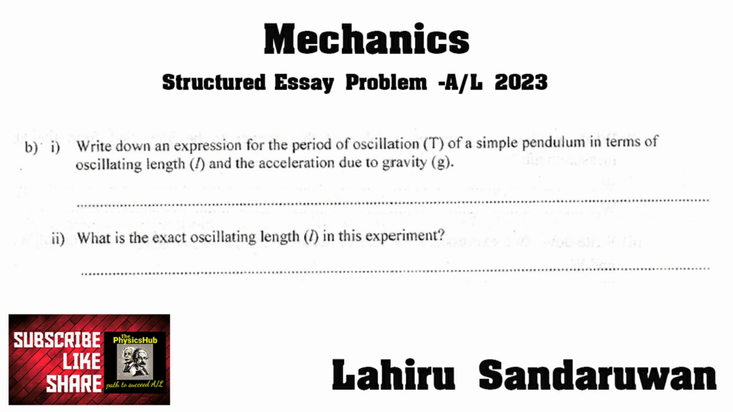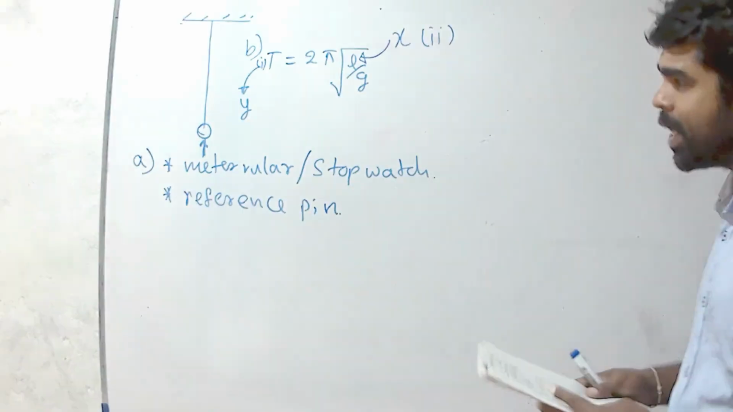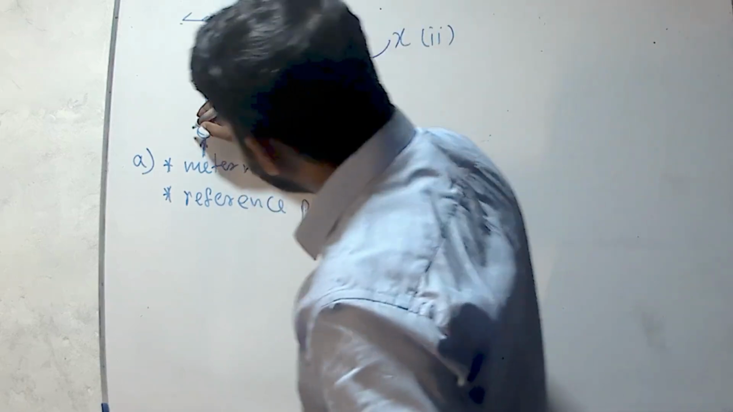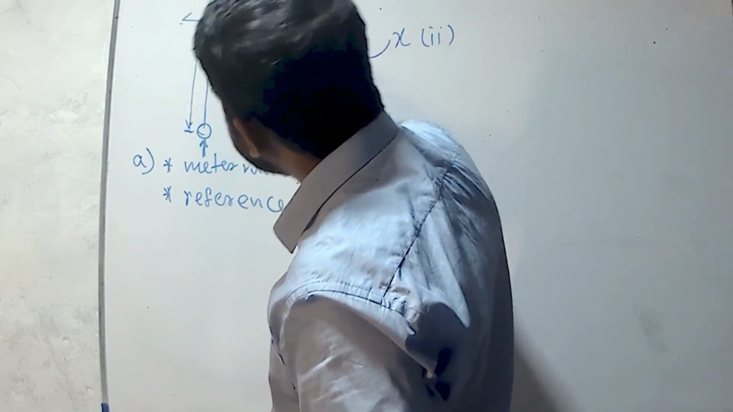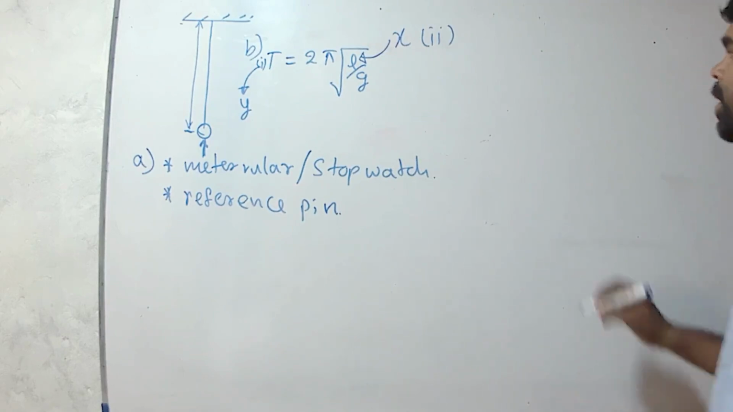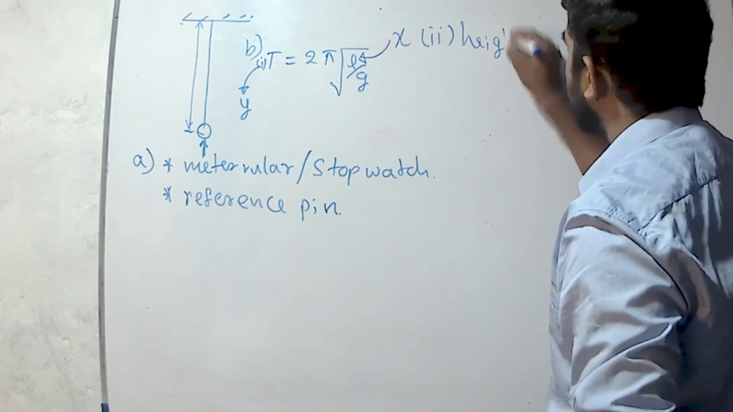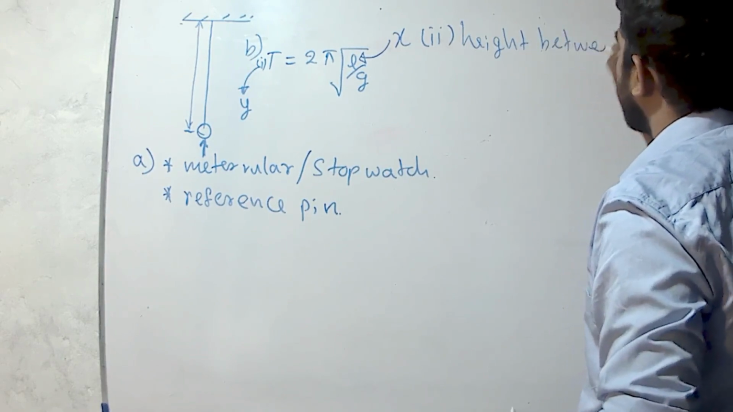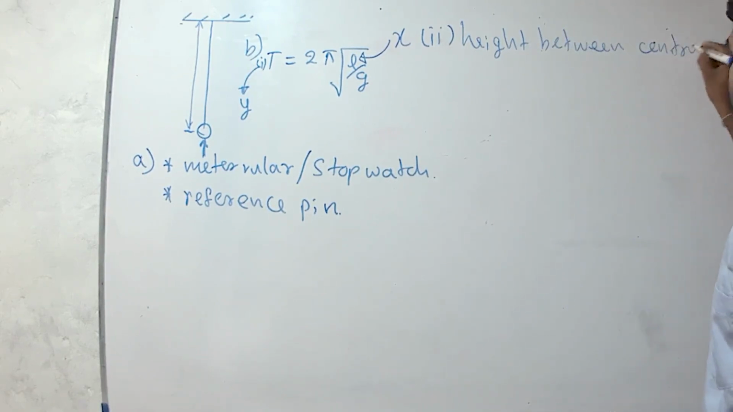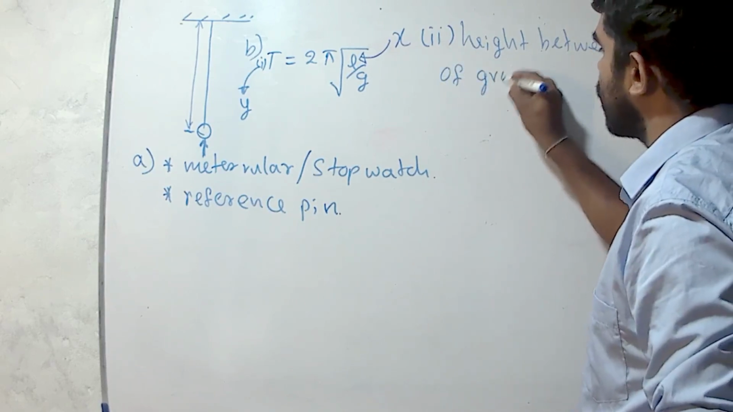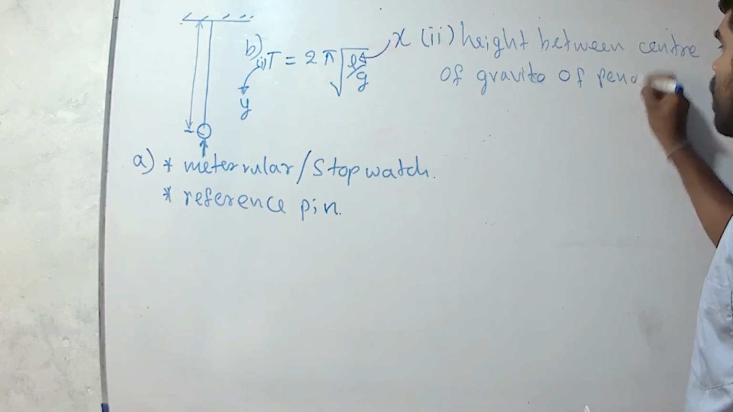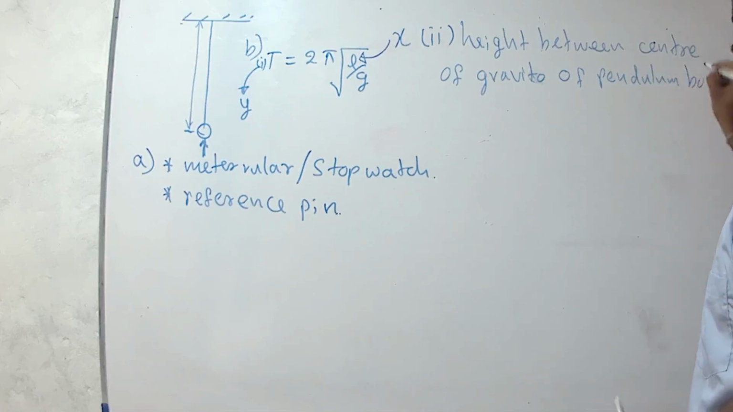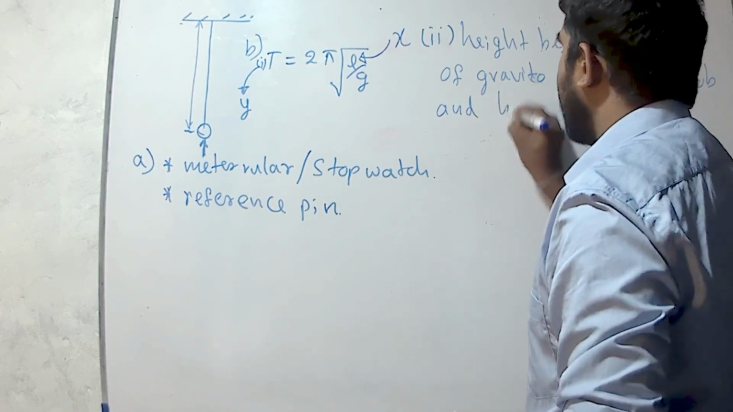What is the exact oscillating length L in the experiment? We have to measure the height between the center of gravity of the object and this hanging point. Then the exact length is the height between the center of gravity of the pendulum bob and the hanging point.